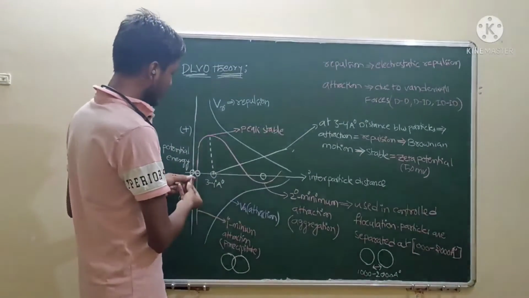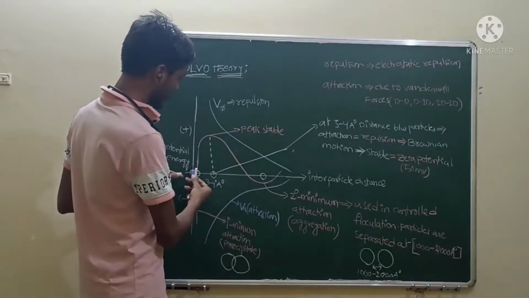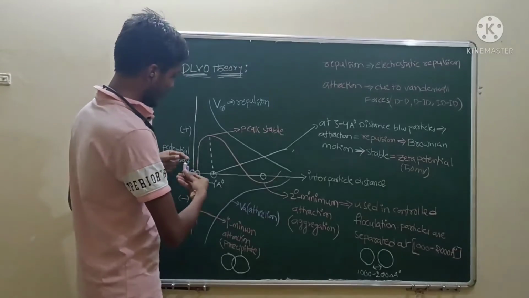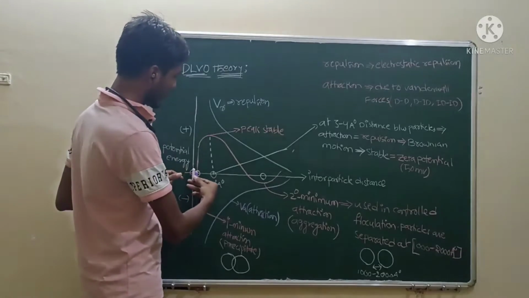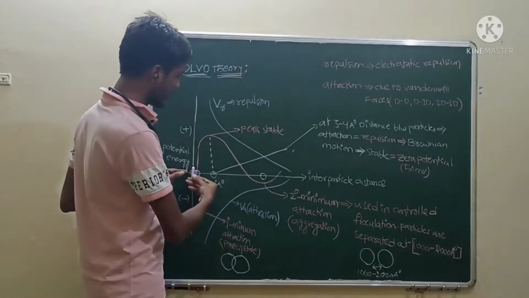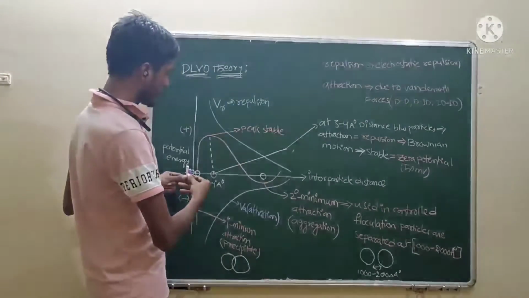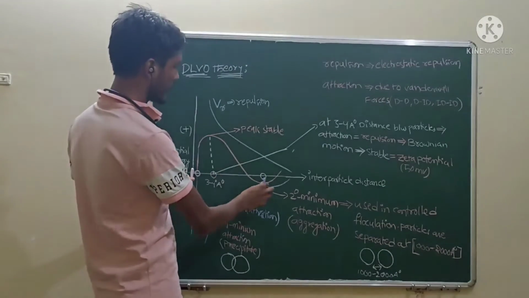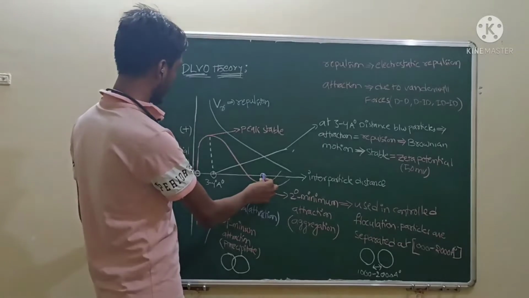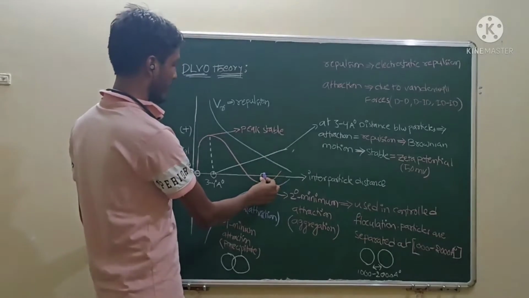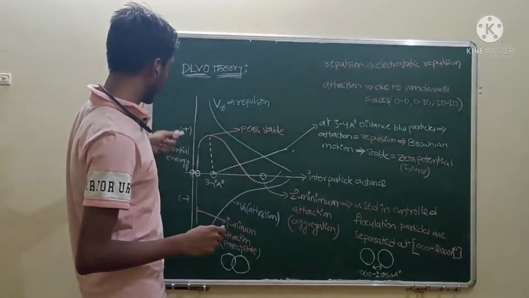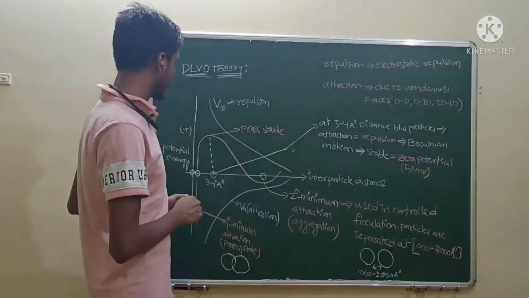See, the distance between these particles is like this. Here is one particle, here another particle. The distance between the particles is very small or very close, and there is the distance between this particle and that particle. So this represents the interparticle distance, and this represents the potential energy.